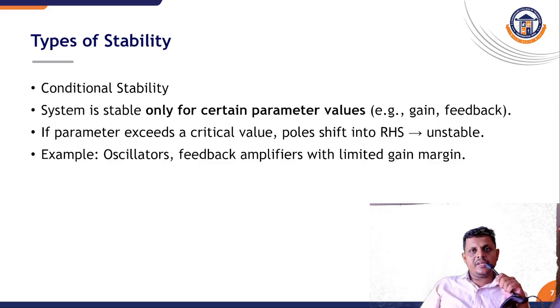If a parameter exceeds a critical value, poles shift into the right hand side of the plane. So that is an unstable system. For example, for the conditional stability of the system: an oscillator, or a feedback amplifier with a limited gain margin. So these are examples of conditional stability.